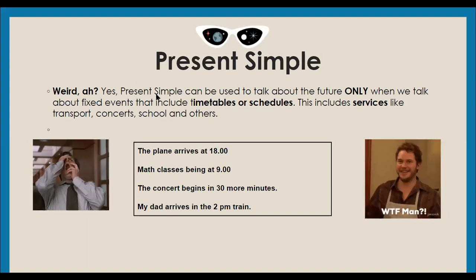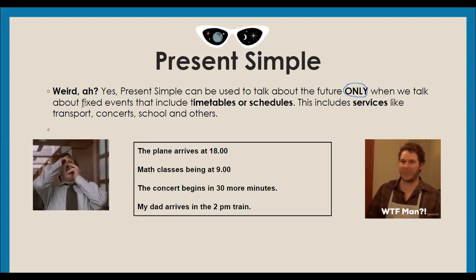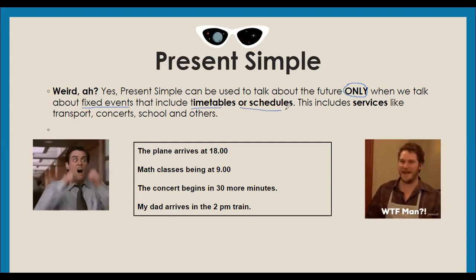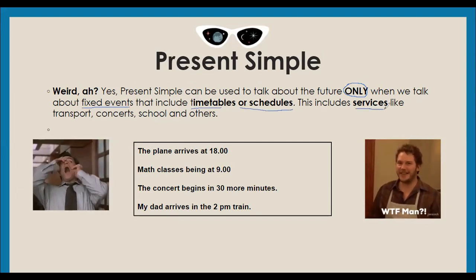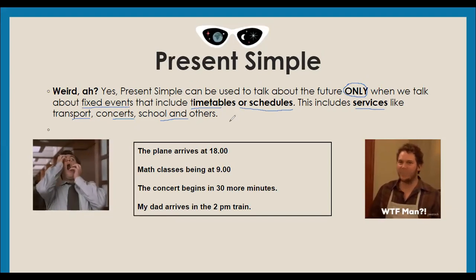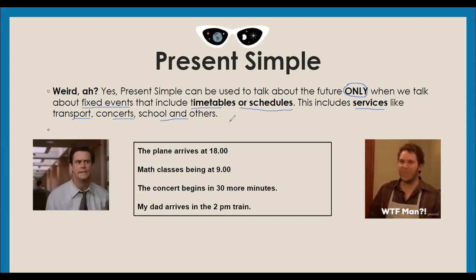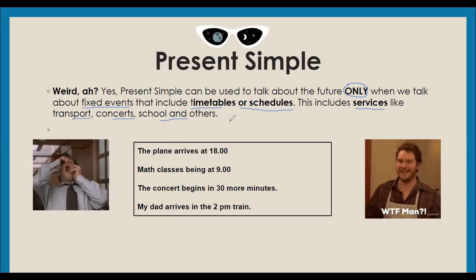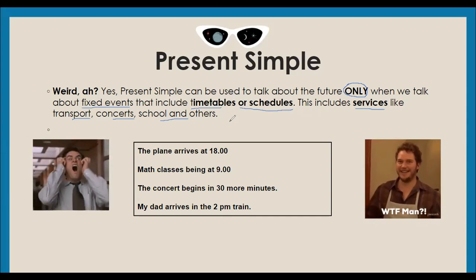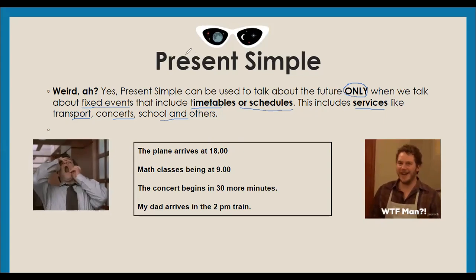We can use the present simple when we talk only about fixed events or events that are programmed. That includes timetables or schedules. And this usually talks about services like transports, concerts, schools, and others. So when something happens because it's in a calendar, or because it is in a schedule, horario, or a timetable in the school, or you are, for example, at the train station, or you are at the airport, you're going to be using present simple and talk about the future.